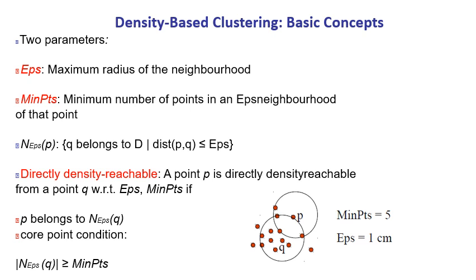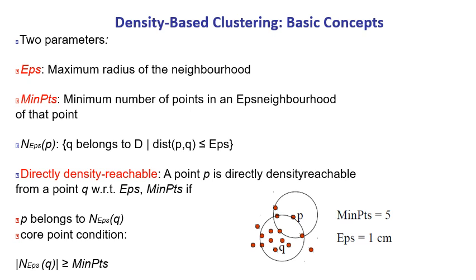Here, EPS is the maximum radius of the neighborhood. If the data which we are choosing is of a similar kind, then we are going to have density-based clustering. If they are not similar, like the data which we have selected is not density reachable. A point P is directly density reachable from a point Q with respect to EPS and min points. So we have two individual conditions, right? Two conditions or two parameters here.